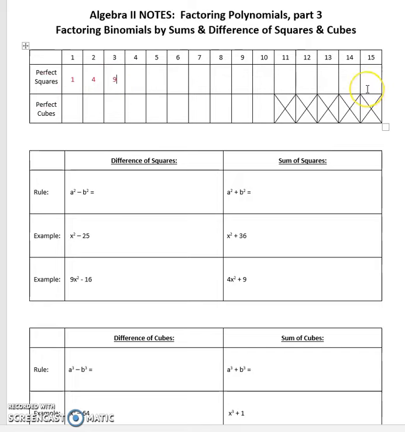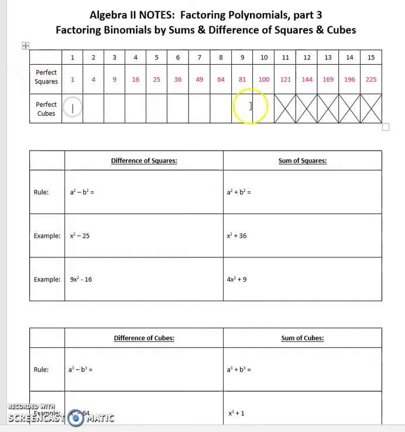Okay, 3 squared is 9, 4 squared is 16, 5 squared is 25, 6 squared is 36, 7 squared is 49, 8 squared is 64, 9 squared is 81, 10 squared is 100, 11 squared is 121, 12 squared is 144, 13 squared is 169, 14 squared is 196, and 15 squared is 225. We should just know those because why not?